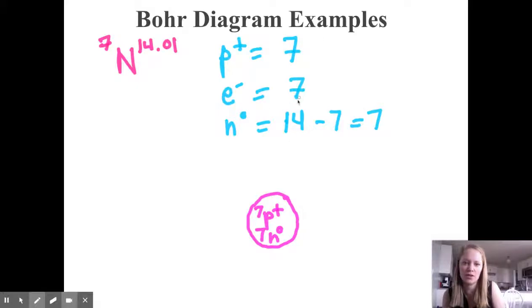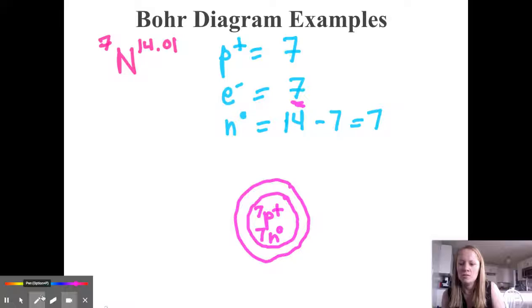Now I have to look at my electrons. So I have my electrons orbiting around an energy level. So I need an energy level. So there is my first energy level. And I am going to now put my electrons on it. Let's make them a little bit more noticeable. So I can have 2 electrons in my first energy level. So there's 1, there's 2.